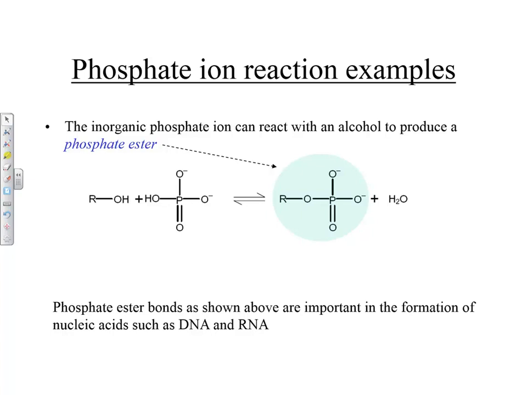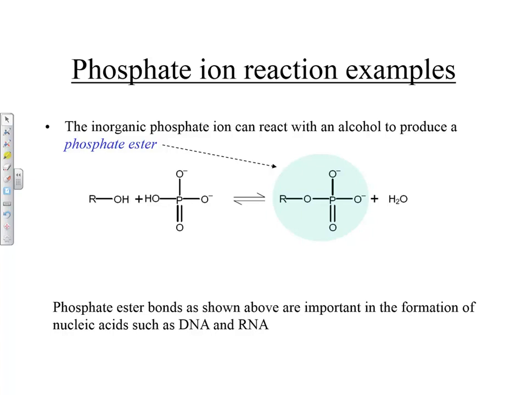Now let's look at some reactions involving phosphate ions. The inorganic phosphate ion, right? So this is H3PO4. It can react with an alcohol because this is coming from an acid. So it's not an organic acid, but it's an acid. Alcohol, right, is like a base, right? So the two can react. Water molecule can get removed, and you could get this larger compound being formed, right? So inorganic phosphate ion can react with an alcohol to produce a phosphoester, a phosphate ester.